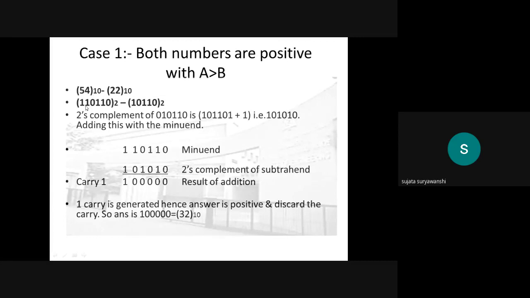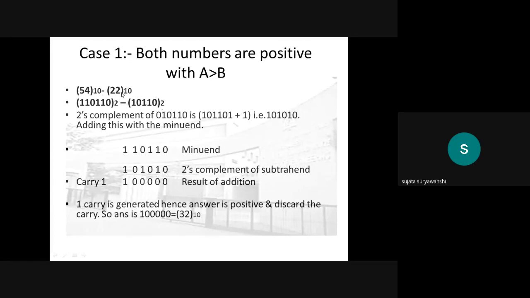54 shows the magnitude 110110, and for 22, don't consider the sign bit or signed numbers. We are not considering sign numbers here, we are just considering the magnitude of the given number. Here 54 is shown with 6 different bits, and 22 can be shown by 5 different bits.